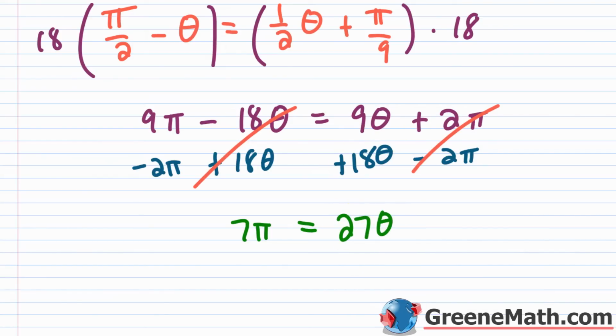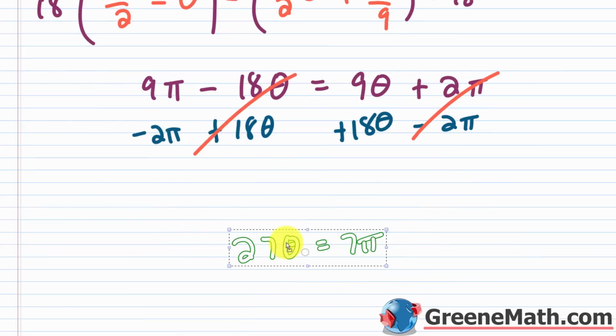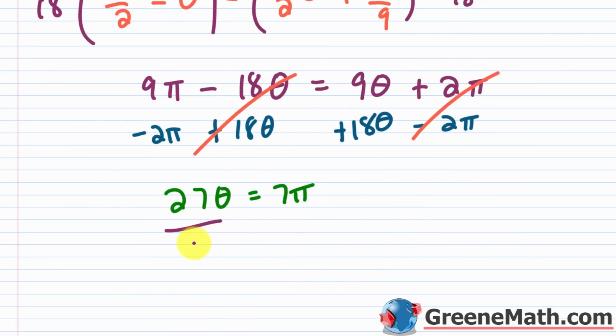Let me flip this around. I'm actually just going to write 27 theta is equal to 7 pi. I like what I'm solving for on the left. And I'll just drag this up here a little bit. I'm just going to divide both sides of the equation by 27. This cancels. And we're going to say that theta is equal to 7 pi over 27.